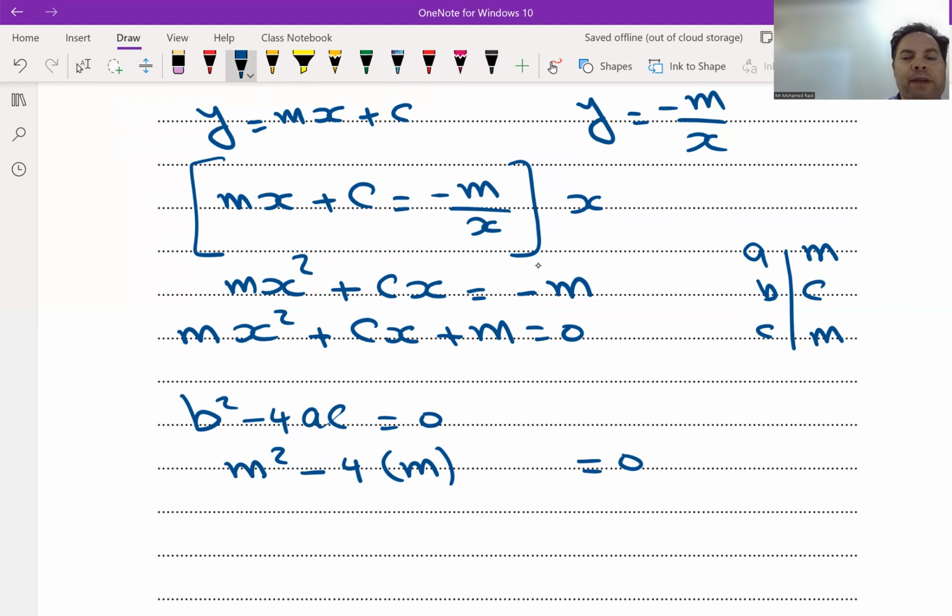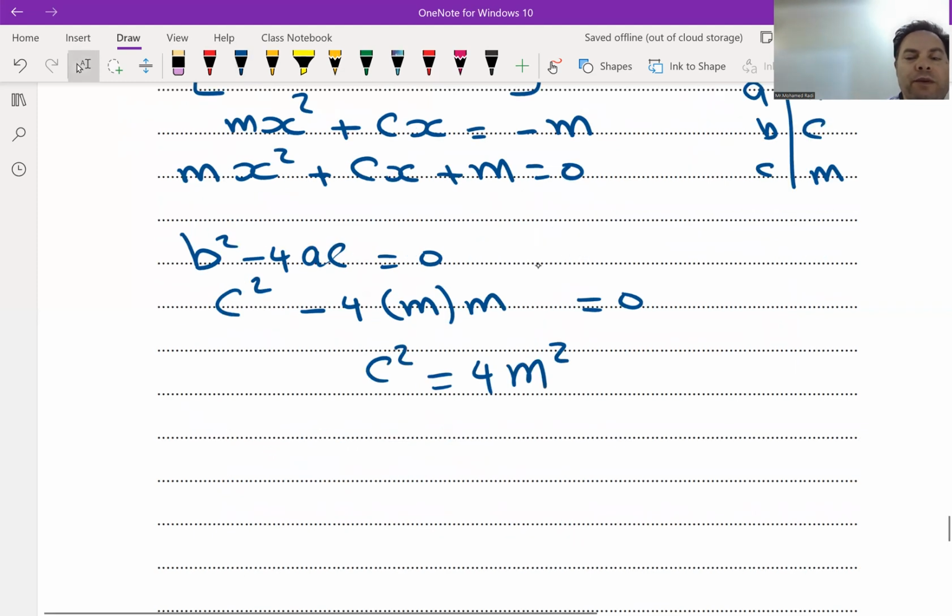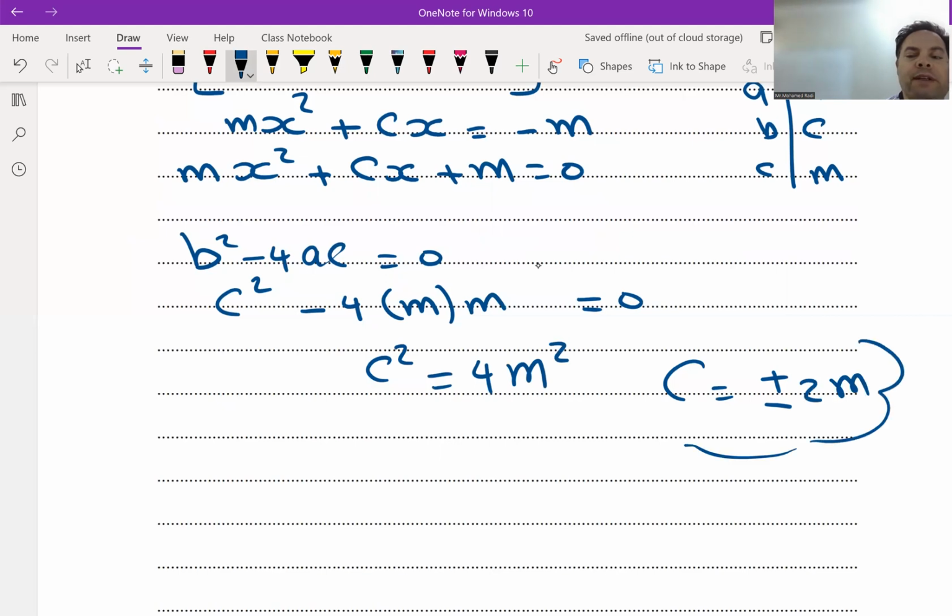A is m, b is c, c is m. Substitute in the discriminant, b squared minus 4ac. b squared now is c squared minus 4 times a, which is m, and c also is m. So c squared equals 4m squared. By taking the square root for both sides, c equals positive or negative 2m. It's written up that c and m have to be positive, so you have to take the same sign. So I will use only this case, c is equal to 2m.